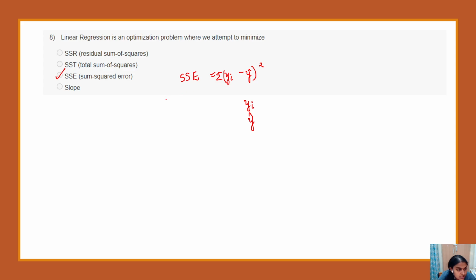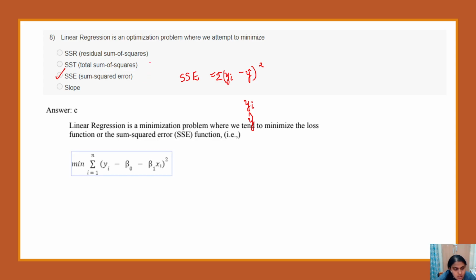Then, to see whether it's fit for our problem, we'll look at the residuals, and only then do the other things. So in linear regression we attempt to minimize the sum squared error. The answer will be C. I've written this one, the minimization of yi minus y cap, the predicted one. I hope that's clear.